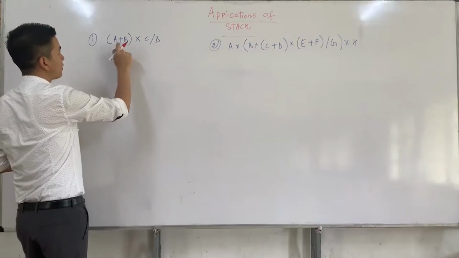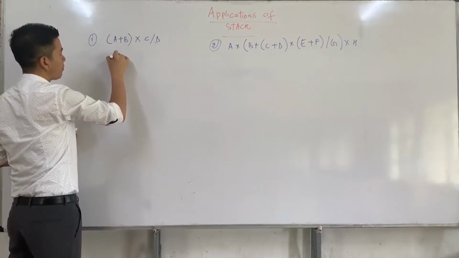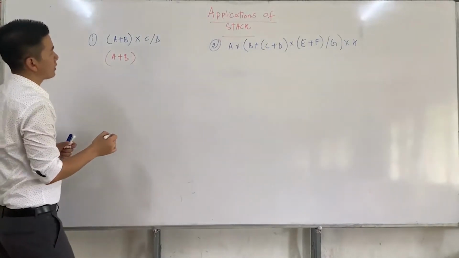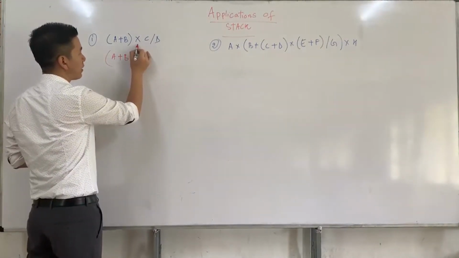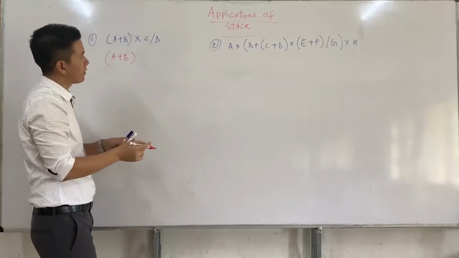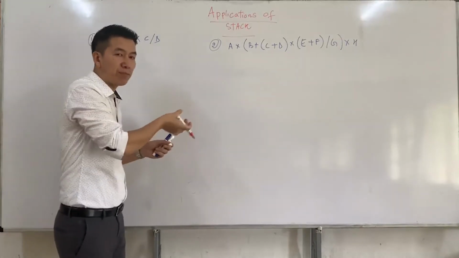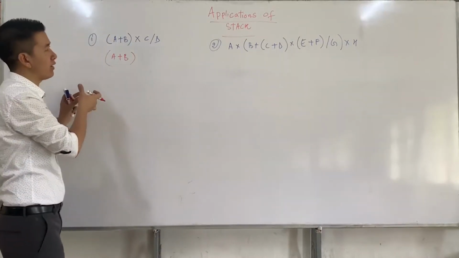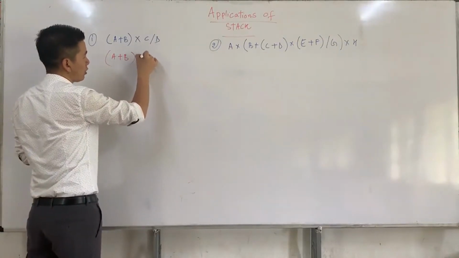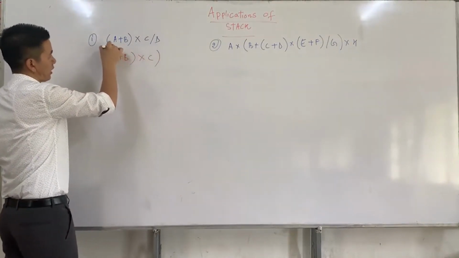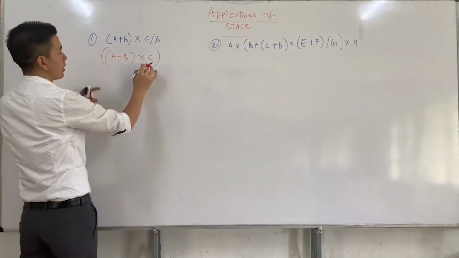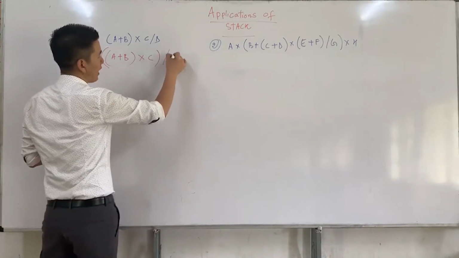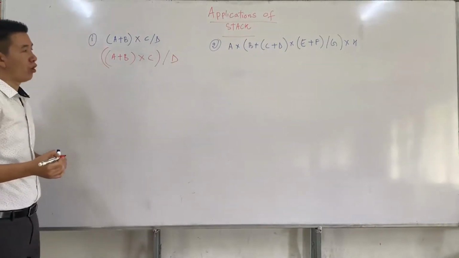So this is the A plus B. This is the first one that will have to be evaluated. And then you have two operators left, multiplication and division. Like I said, both have the same priority level, so whichever comes first on the left hand side will have to be executed first. So I just put the brace in order to highlight that this will be the second in line. And then finally you will have the division operation.